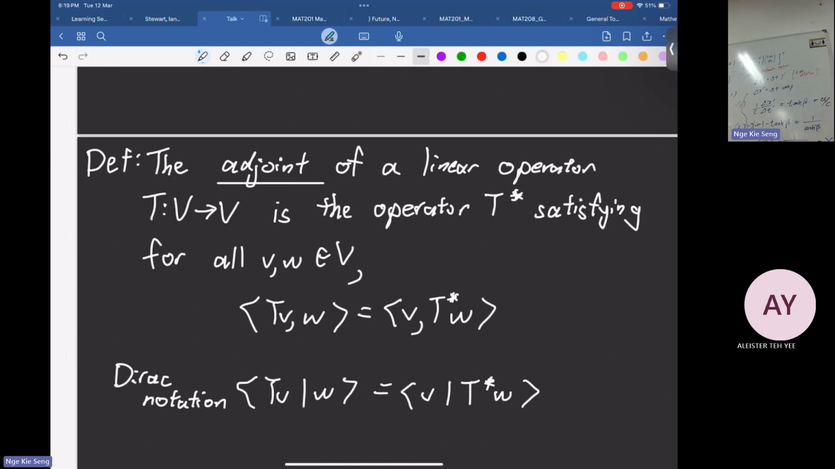In this case, you need to understand TV as a linear function now, or you need to understand V as a linear function. If you write it in this form, you have an inner product between two vector spaces. TV is a vector. T star W is also a vector.